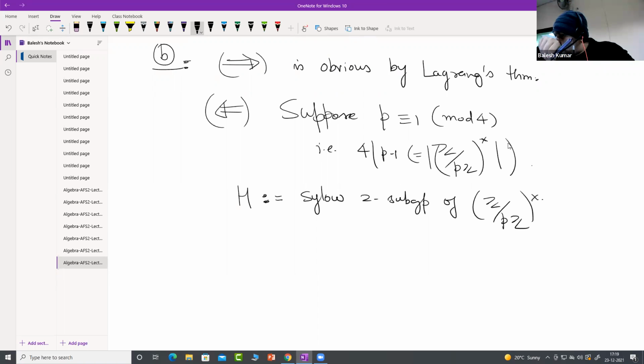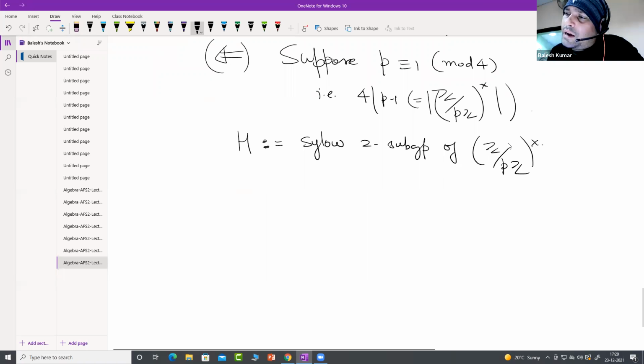Yeah, because 2 squared divides, so you look at the highest power of 2 which divides p minus 1. Yeah, and that we are calling the Sylow 2 subgroup of Z mod pZ star. And what we have is that since 4 divides p minus 1, therefore the order of this subgroup H is at least 4.